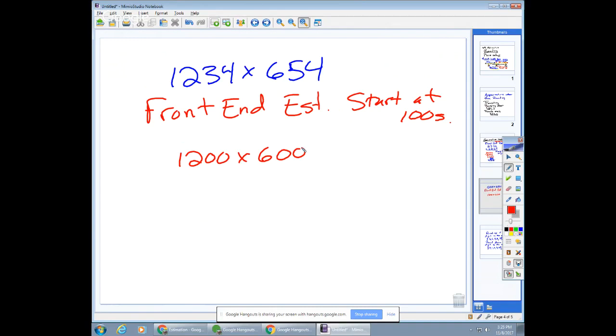And then 12 times 6 is 72. So we have a little mental trick we can do because of the zeros, and then we just tack on our 4 zeros. And so first front-end estimation here gives us that. If we want to continue the front-end estimation, we could then bring in multiplying with tens.